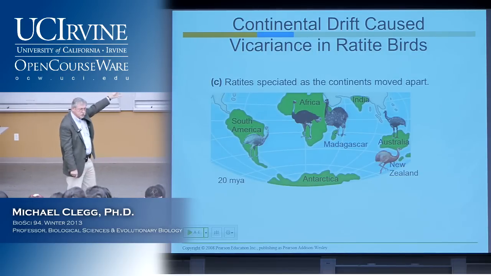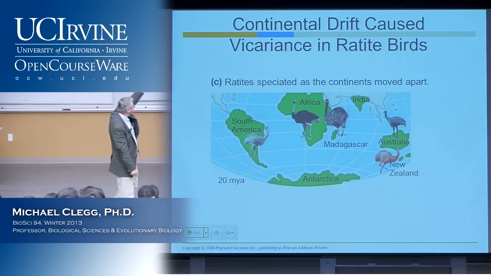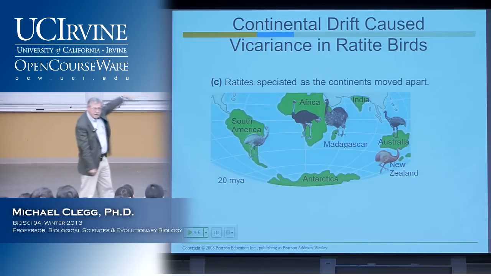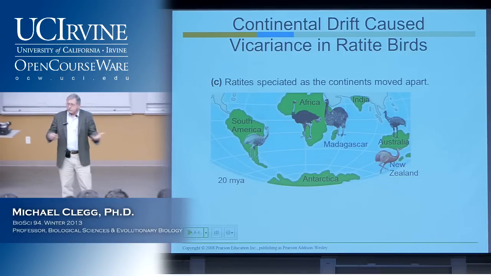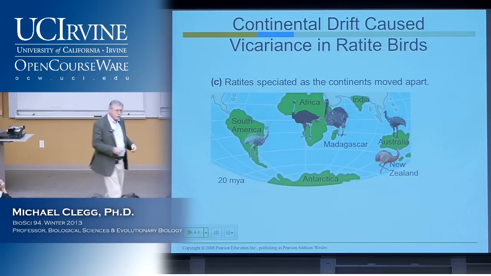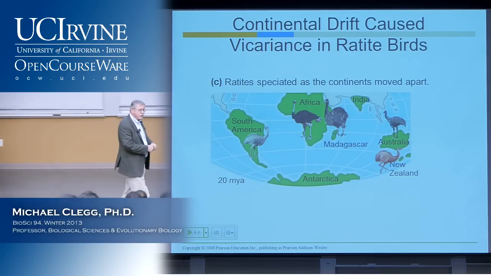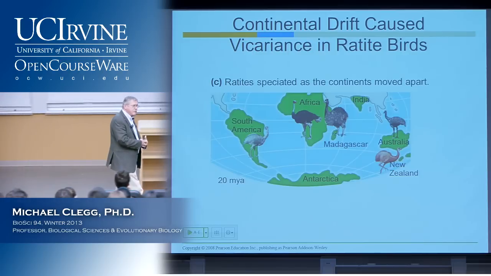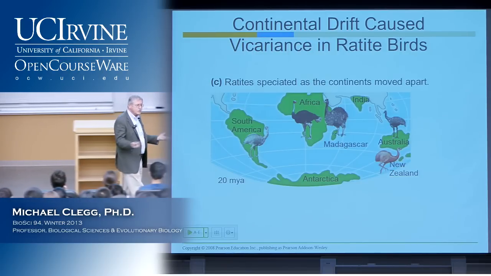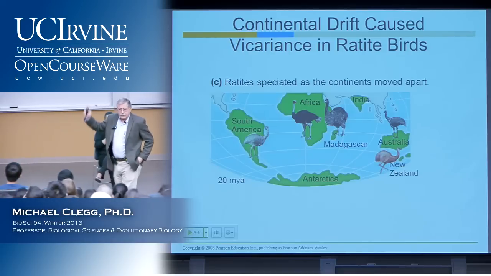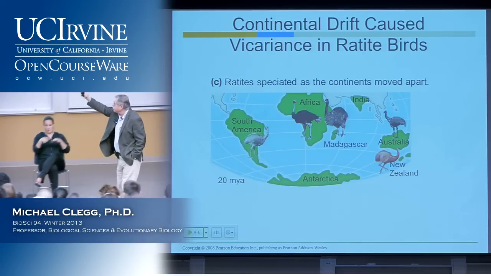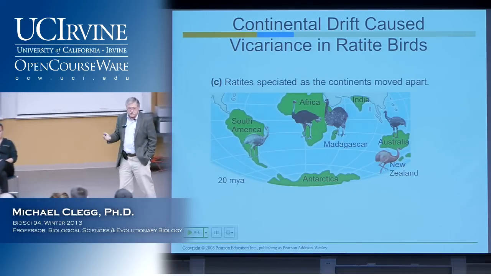We have the ostriches, which originated in Africa, emus in Australia, kiwis in New Zealand, and so forth. These are all evolutionary lineages which have been isolated over a very long period of time by the physical processes of continental drift. So that's a vicariance kind of explanation for the isolation of the populations.